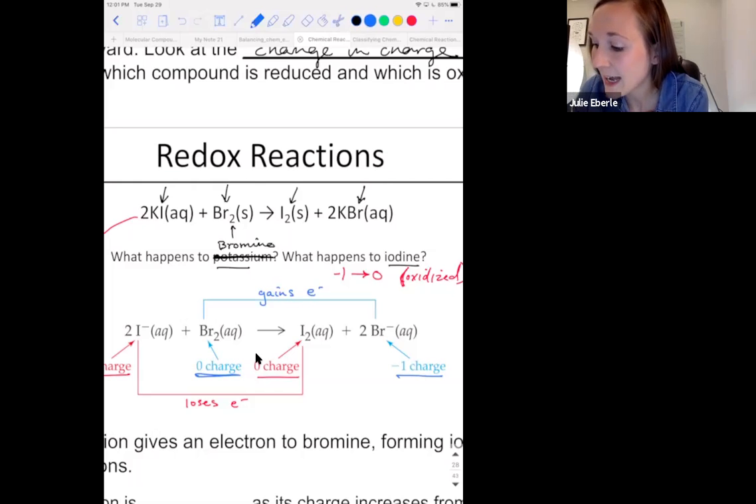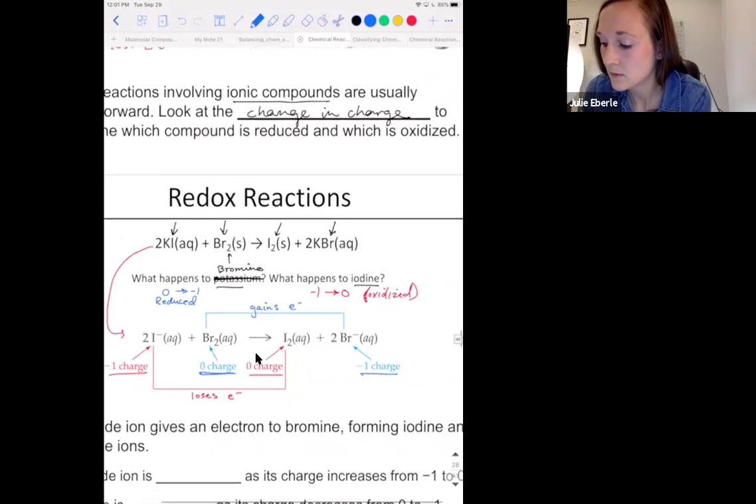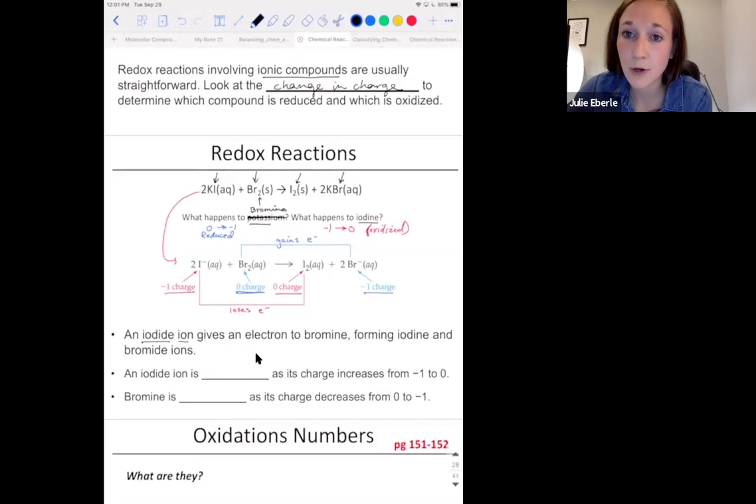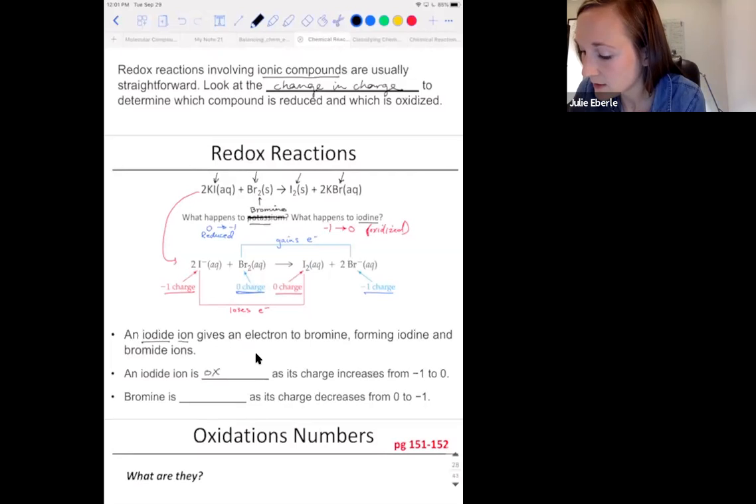So if bromine gained electrons, it went from 0 to -1. Was it oxidized or reduced? Its charge is decreasing, so that means it was reduced. And that's kind of what's detailed down here in all of this text. It says an iodide ion gives an electron to bromine. So iodine is losing, bromine is going to pick those up. So an iodine ion is blank. As its charge increases, we said oxidized.